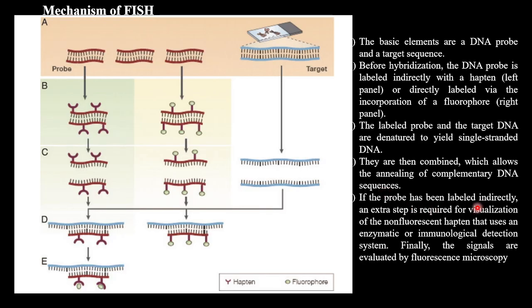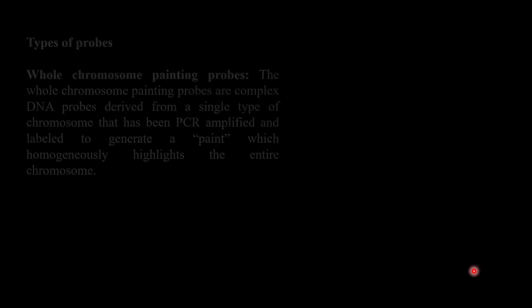If the probe is labeled indirectly, an extra step is required for visualization of the non-fluorescent hapten. Like I said, if there is biotin, then you have to add avidin and HRP, which uses an enzymatic or immunological detection. The hapten could be digoxigenin also. If it is digoxigenin, then you need to use an antibody against digoxigenin, and that antibody should be fluorescence labeled. Finally, the signals are evaluated by fluorescence microscopy. So this is the principle of fluorescence in situ hybridization.